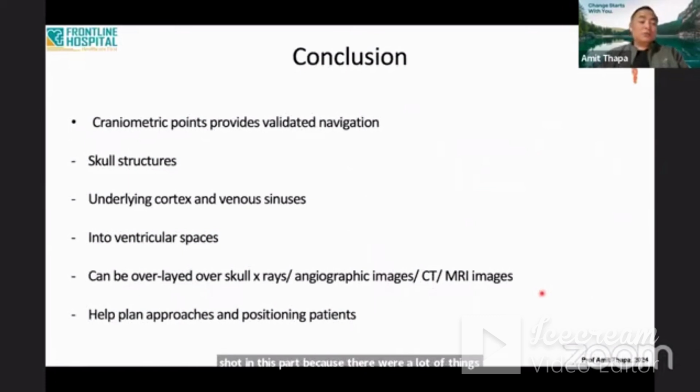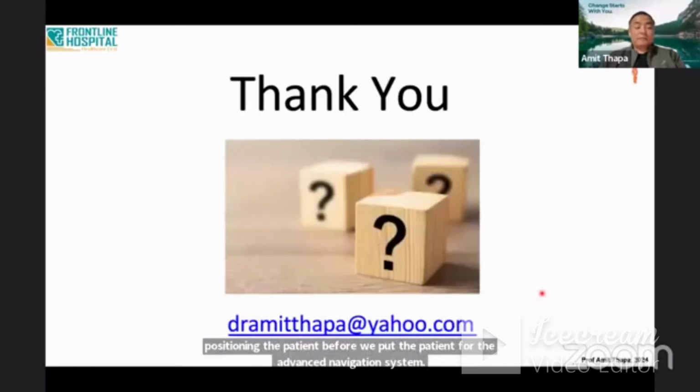So to conclude, craniometric points actually provide a validated navigation using the skull structures to the underlying cortices, venous sinuses, and the ventricular spaces. And these are very easily overlaid over the skull X-rays, angiography images, CT, and MRIs. So nowadays we can even read the MRI and CT scans and can use these craniometric points over the Rolandic sulci underneath. And this can also help to plan approaches and position the patient before we put the patient on the advanced navigation system.